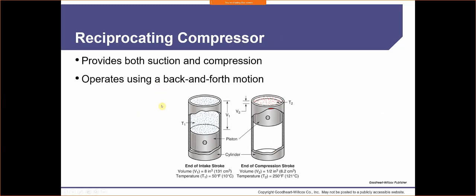So we have a reciprocating compressor, which provides both the suction and compression and operates using a back and forth motion. All right, so we just saw the reciprocating compressor really in motion. The piston goes up and down, compressing everything.